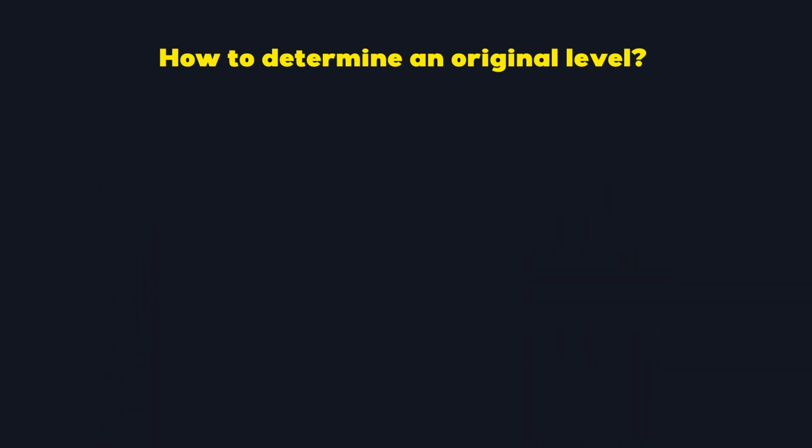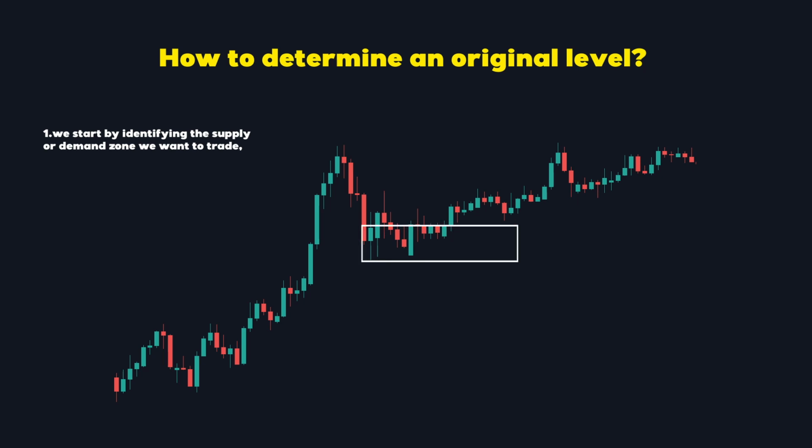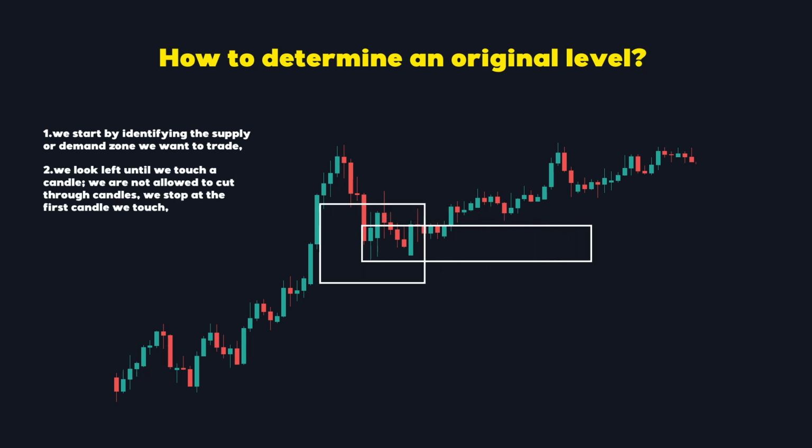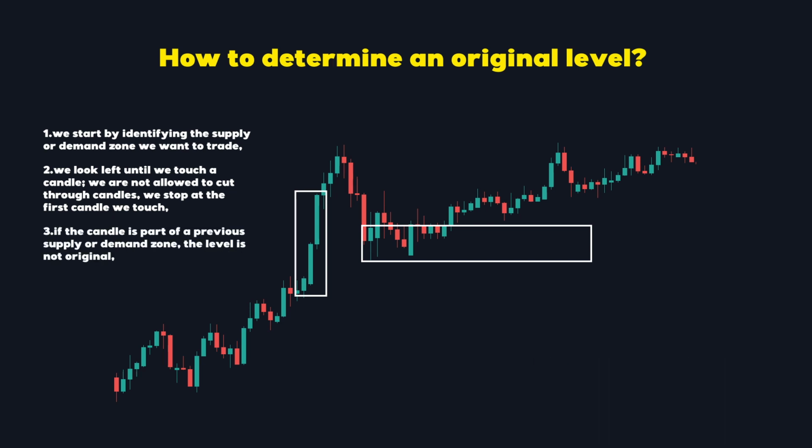How to determine an original level? To find out if the supply or demand zone is original or not, we start by identifying the supply or demand zone we want to trade. We look left until we touch a candle. We are not allowed to cut through candles. We stop at the first candle we touch. If the candle is part of a previous supply or demand zone, the level is not original. If the candle is not part of a previous zone, the level is original.